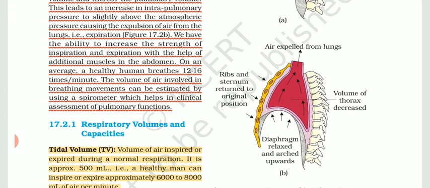So students, today we have talked about the respiratory system, its different organs, the labelings, and even the mechanism of how inhalation and exhalation bring the air to the lungs. In the next video lecture, we will talk about respiratory volumes and capacities.